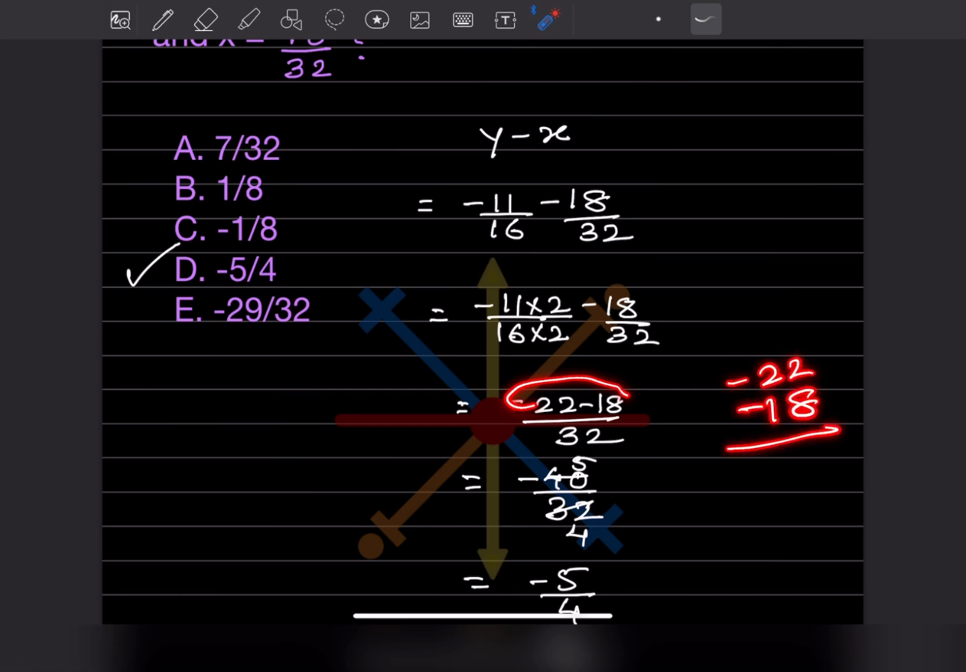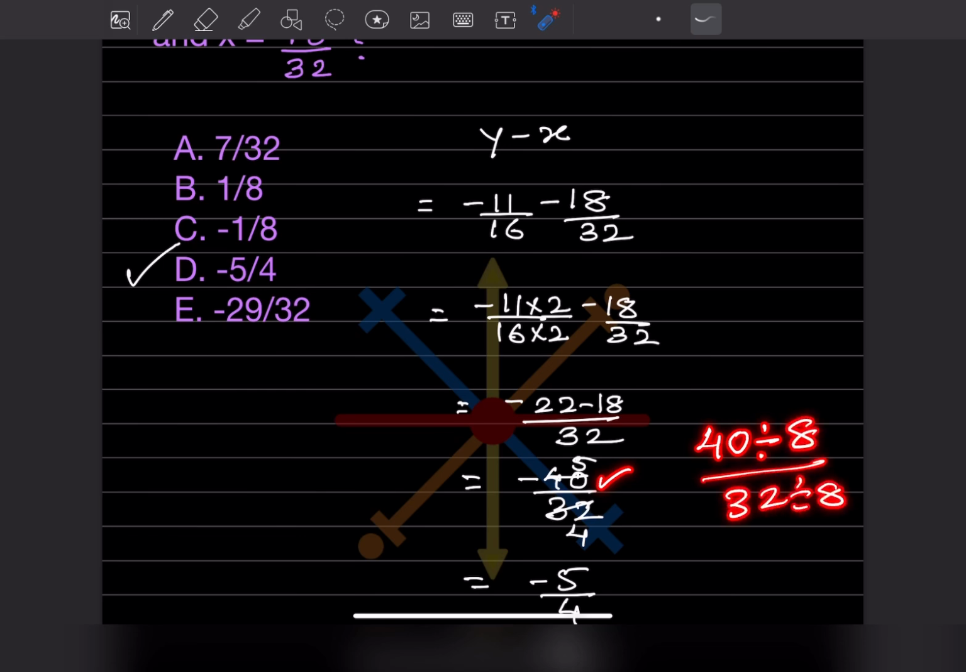Whenever you have both minus, what do you do? You add them. So this is going to be 40, but you write the minus sign. So it is going to be minus 40 by 32. Now we don't have the option minus 40 by 32, so we have to simplify. Simplifying means you can divide 40 by 8 and 32 by 8. Or if you don't know directly how to do this, you can just take the HCF of that and check it.